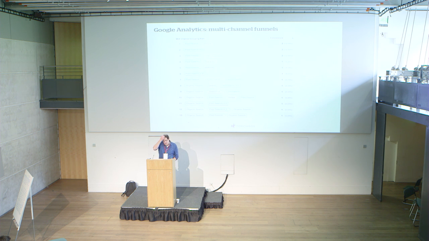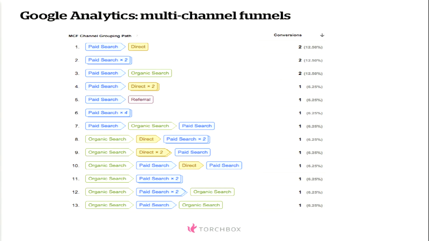So multi-channel funnels give you a report like this, where you can see, for example, that in these conversions, paid search, which are the blue tags, were quite a big part of it, but they weren't always the last click in the user journey. So for those first 7 results, pay-per-click was the first interaction, but it wasn't necessarily always the last one. There were some direct visits. In the third one, there was a paid ad click, and then an organic search, and then the conversion occurred.